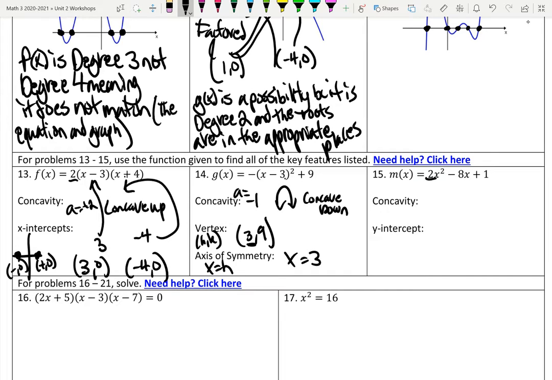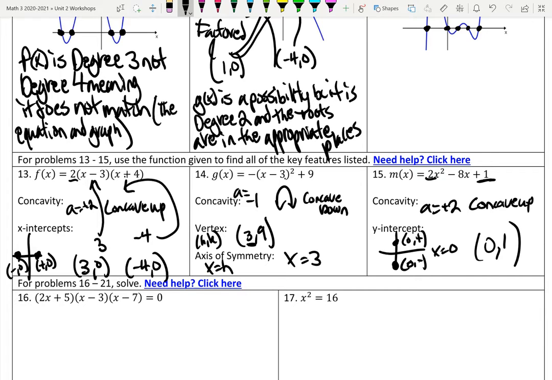Last one, concavity. A is positive 2, meaning that this is going to be concave up. And then the y-intercept is the number. I have to just look at it. Well, the y-intercept, notice, it's going to either be a negative number in the y value or a positive number in the y value. The x values are 0, so it's going to be 0, comma 1. These are the tricks I do to make sure I put the 0 in the right spot.